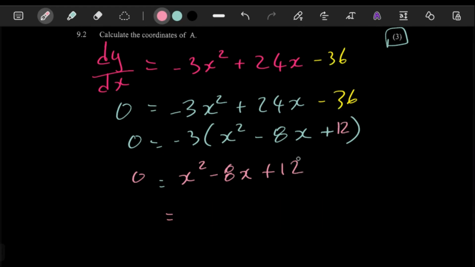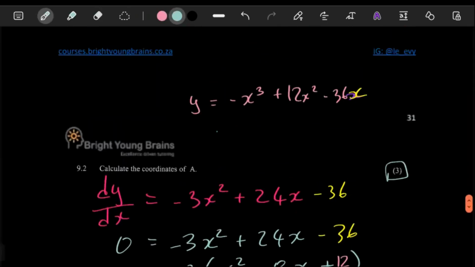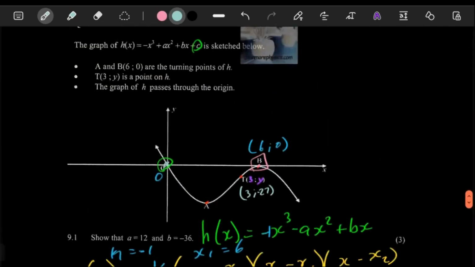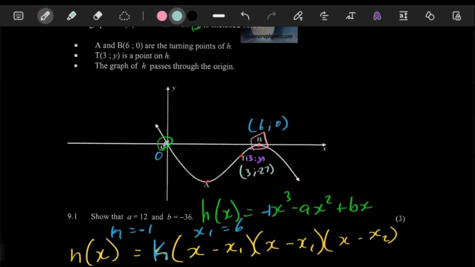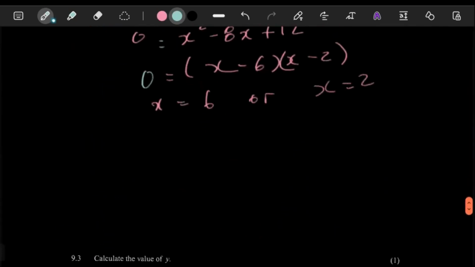Okay, so this is 12. So now factors of 12 that give an 8. It's basically 6 and 2. So a -8 would be negative and a negative here. So here x is 6 or x is 2. That definitely makes sense, because one of them has to be a 6, the other one obviously has to be lower than 6. So this is all good. We can carry on from here.